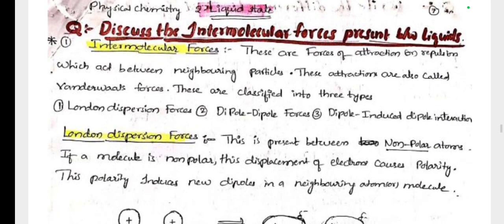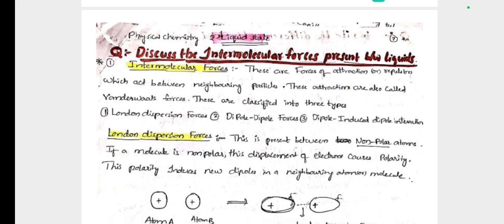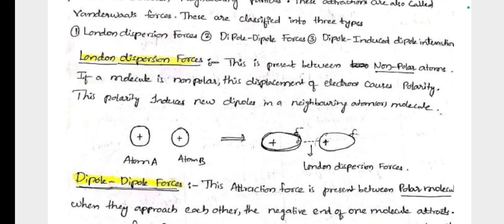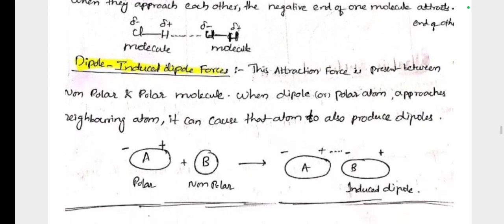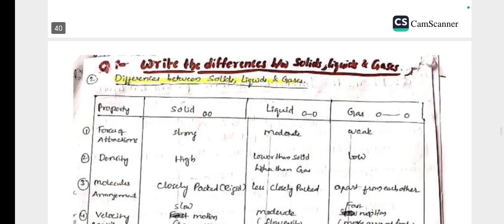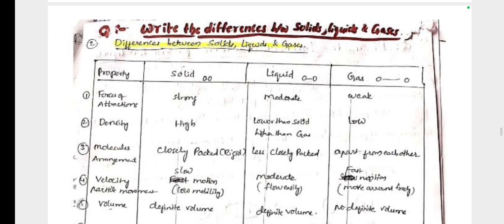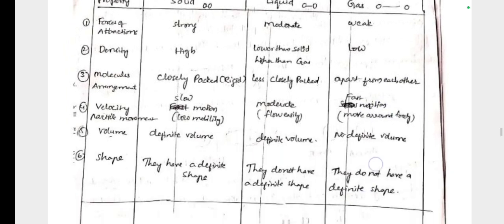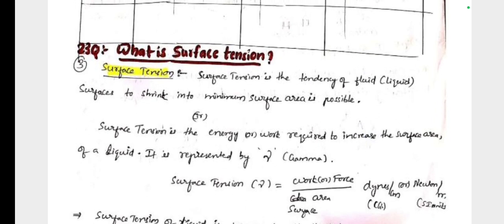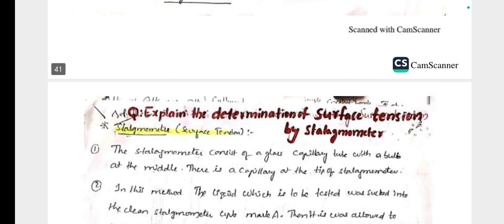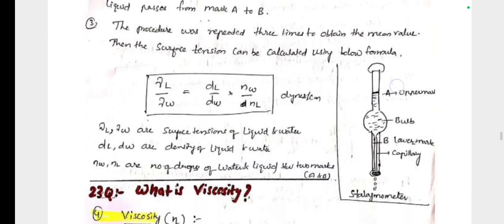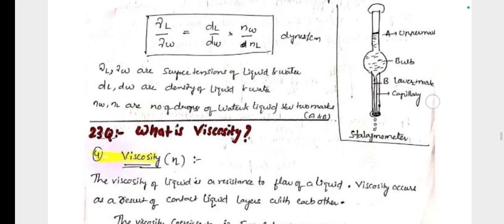Next, liquid state. These are all very easy. Different types of intermolecular forces: London dispersion forces, dipole induced. Very easy. Practice once. Next, differences between solid, liquid, gases. This question you can also attempt easily. Next is surface tension. Remember the definition and determination of surface tension by stalagmometer. Okay, this is a stalagmometer. Next, viscosity. Viscosity and Ostwald viscometer. Practice the diagrams.